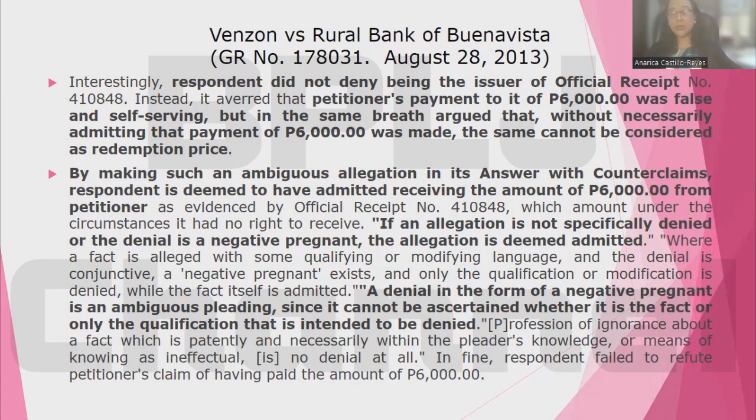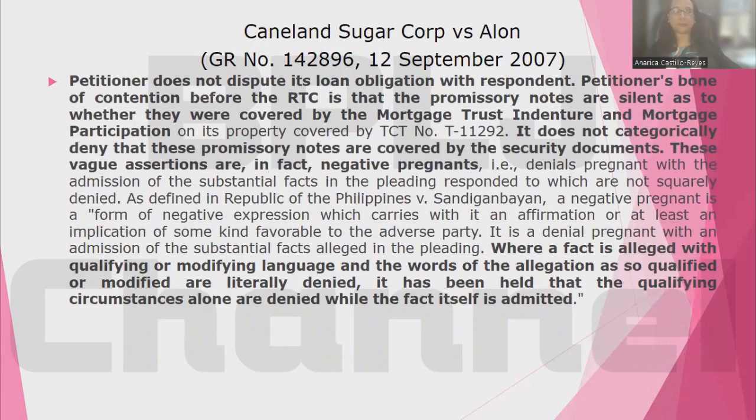If an allegation is not specifically denied, then the denial is a negative pregnant. The allegation is admitted. A denial in the form of negative pregnant is an ambiguous pleading since it cannot be determined whether it is the fact or only the qualification that is intended to be denied. Respondent failed to refute petitioner's claim of having paid the amount of 6,000 pesos.